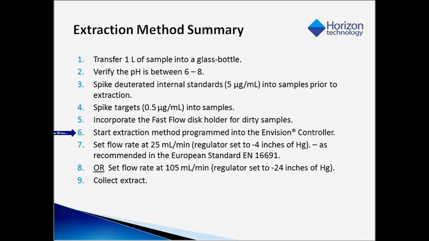We can set the flow rate at about 25 milliliters per minute by setting the regulator to -4 inches of mercury, as recommended in the European standard EN 16691. Or we could also set the flow rate at about 100 milliliters per minute by setting the regulator to -24 inches of mercury, which is a normal running pressure with the 4790 extractor unit. And then finally collect the extract.